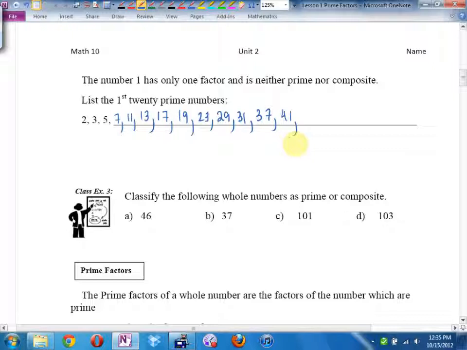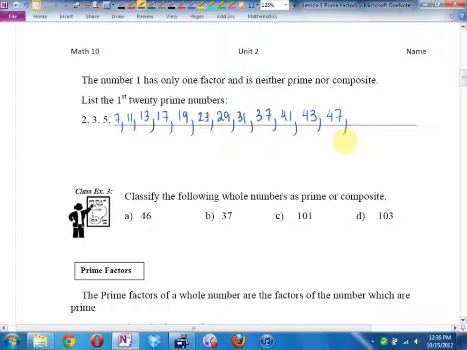43. Skip 45. 47. Think so. 49. No. No, in fact that's 7 squared. The one most kids get wrong is 51.